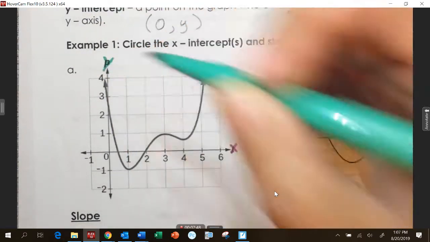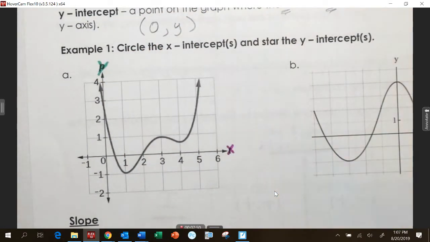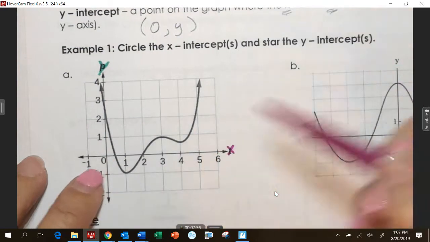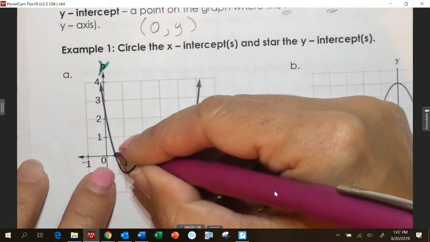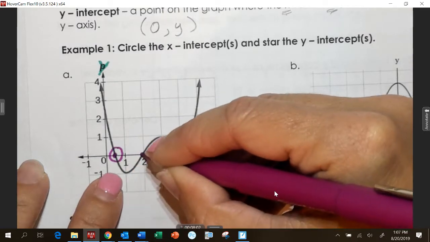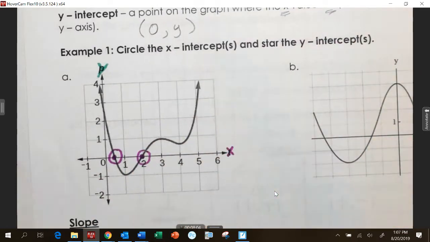There we go. Now it's x and y. Circle the x-intercept. So we're going to look at the x-axis. Where does the graph pass through the x-axis? Yeah, it's like decimals, right? You know what? I don't even have to find it. I just have to circle it.